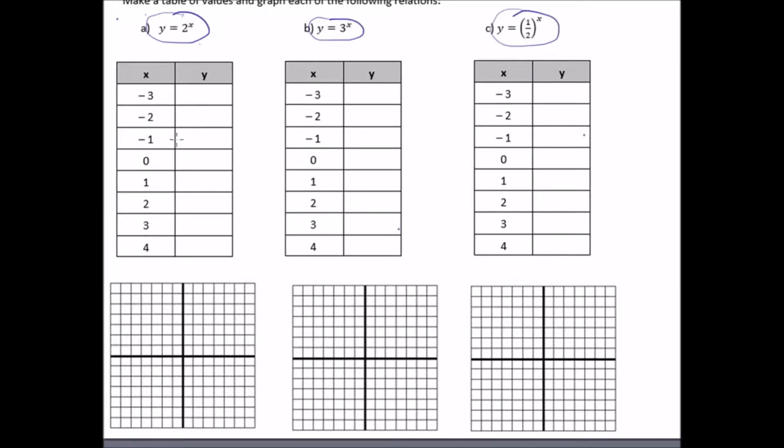So what we need to do when we make a table of values is we actually have to sub in values, like 2 to the negative 3. Okay, and we'll get 1/8. 2 to the negative 2, and we'll get 1/4. 2 to the negative 1, and we'll get 1/2. Okay, and then 1, 2, 4, 8, 16.